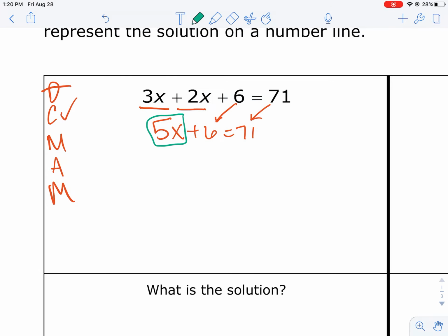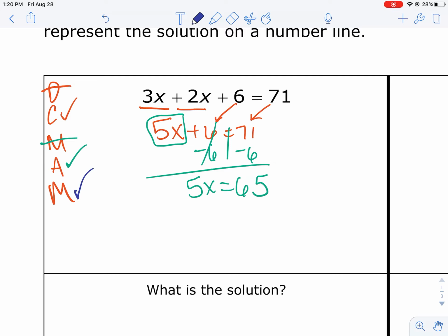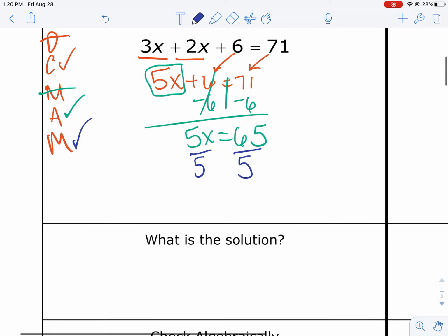Next, I box my variable, and I don't have variables on both sides. But I do see addition or subtraction that I need to move. I see addition, so I need to subtract. I do exactly what it says in the calculator, so I see 71 minus 6, that's what I do. And then x is still not by itself, so we need to finish by dividing by 5. So my solution is 65 divided by 5, which is 13.